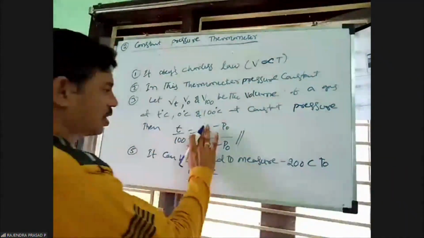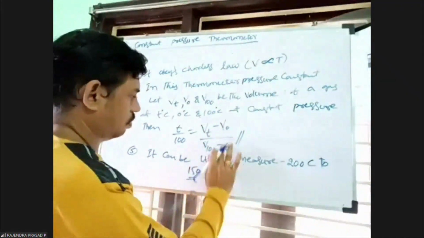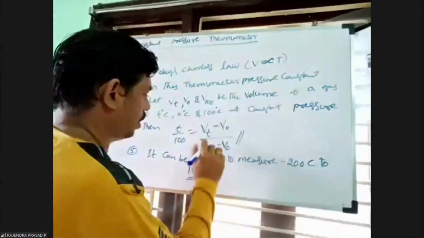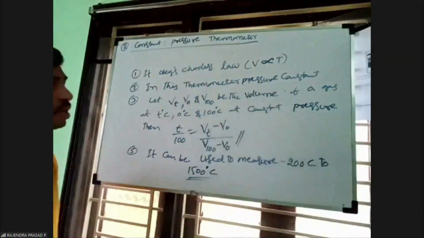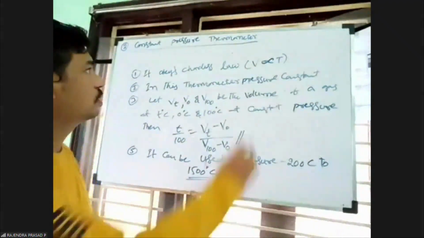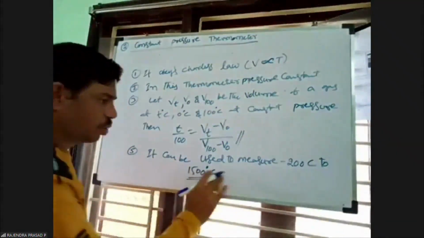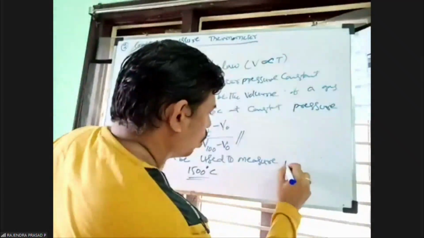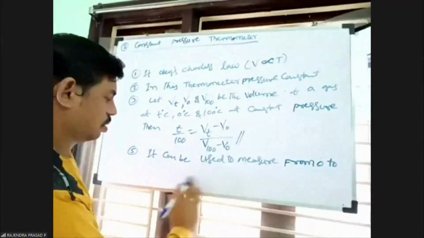So this is the third thermometer, the constant pressure thermometer. It can be used from 0 to 600.